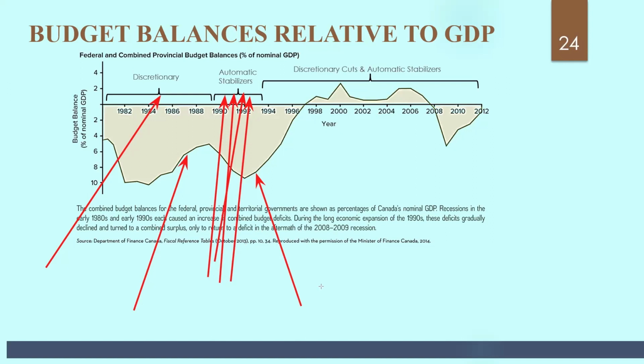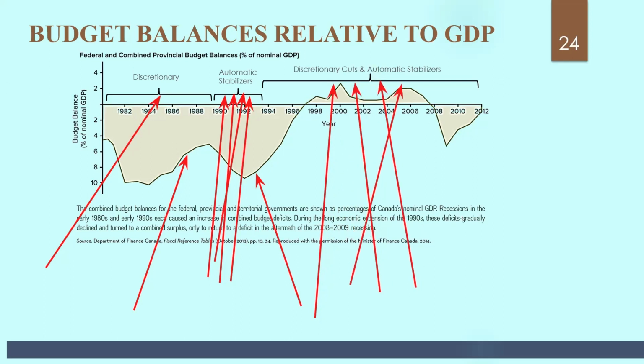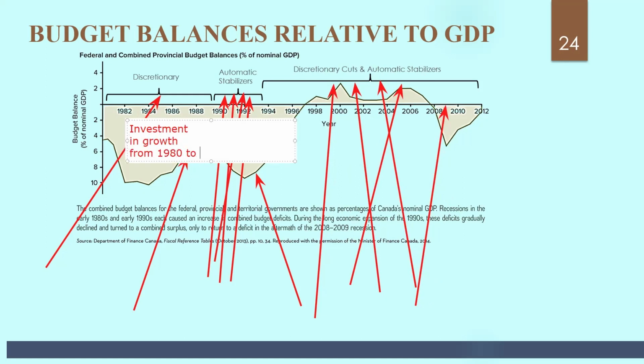And then over this period here, they started to cut spending and increase taxes to save money, and the government started to save a lot of money during this period. And then back into recession. So as you can see here, this was growth: investment in growth from 1980 to 1989, investment in growth through borrowing. So that was useful there.